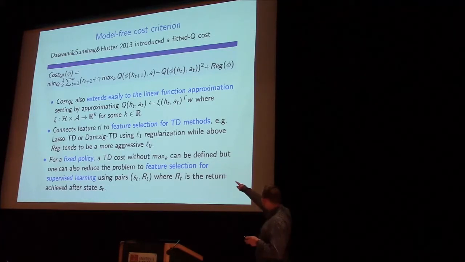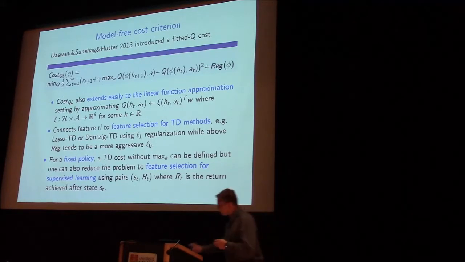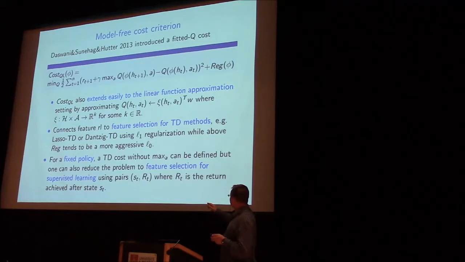They then have an L1 regularized version, I think a lasso version of TD. We use a more aggressive L0 regularization term at times because we didn't use gradient methods to optimize this. In this case, if you use a fixed policy, you can actually use supervised learning. It can reduce even further the feature selection for supervised learning. You want to predict the return you've seen afterwards from the state.